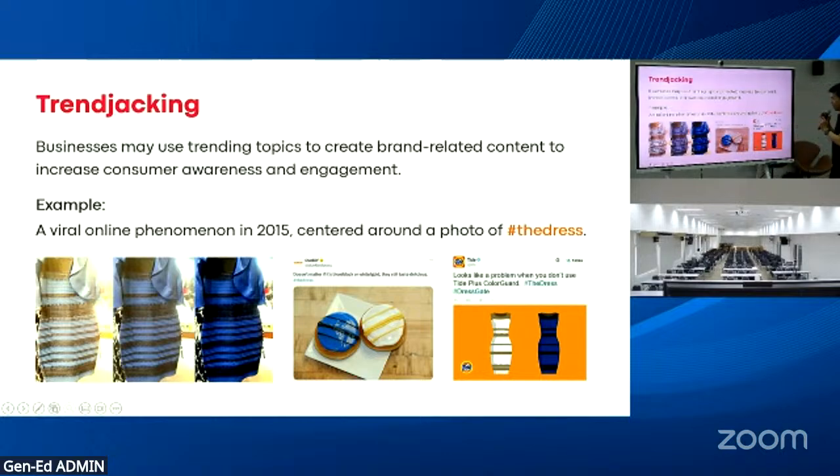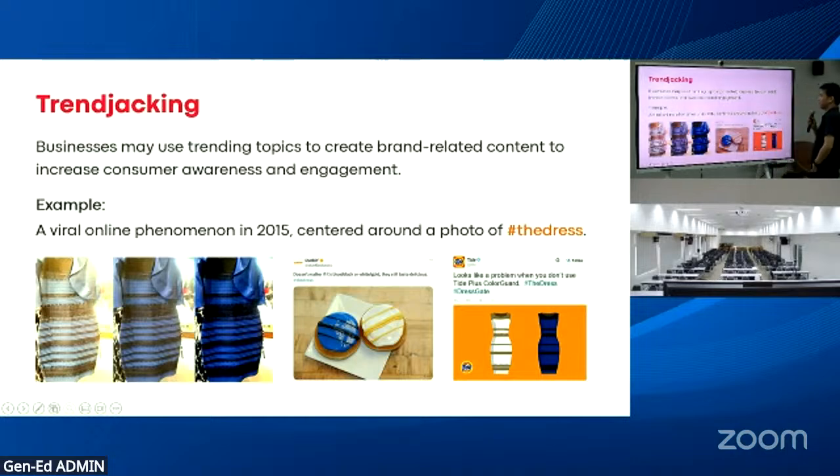For example, I think many of you have noticed this trend. A viral online phenomenon in 2015 centered around the photo of a dress. I remember at that moment, many people posted this picture on social media. It's actually the middle one, this one is the dress that they posted. And people discussed whether the color of the dress was white and gold or blue and black. I think everyone knows the answer: it is blue and black, as the original store that sold this dress revealed.